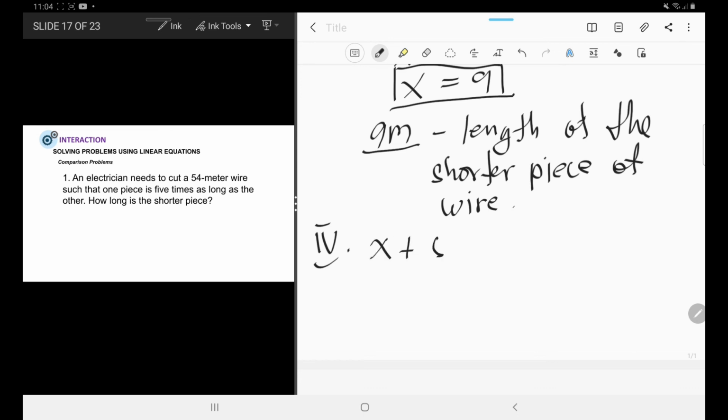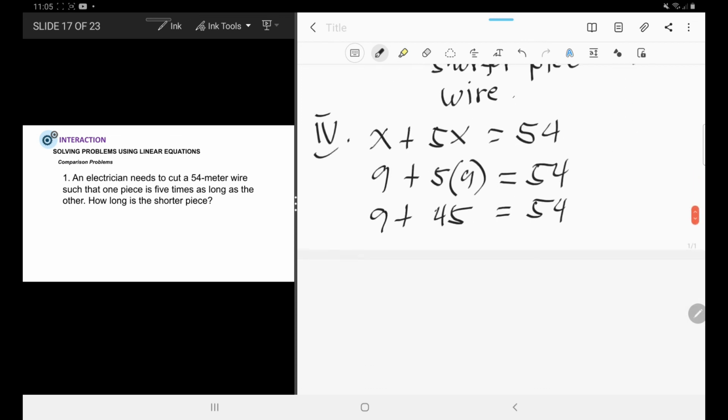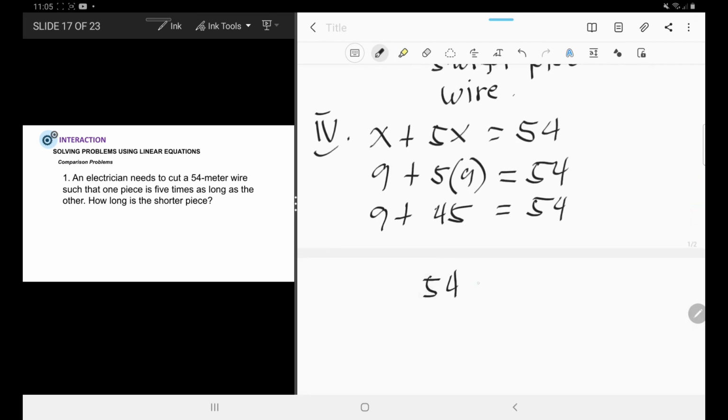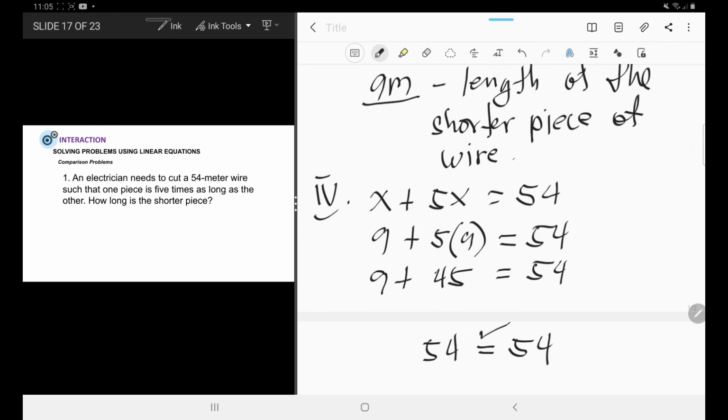So we have x plus 5x equal to 54, where x is equal to 9. So we have 9 plus 5 times 9 is equal to 54. 5 times 9 is 45, and 9 plus 45 is 54, which is also equal to 54. So we have the solution of 9 for the equation.